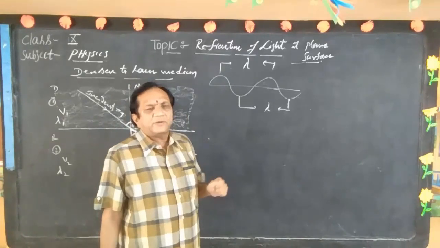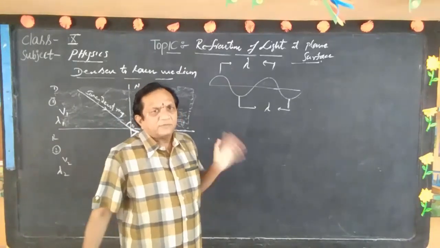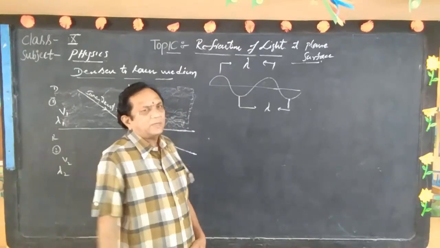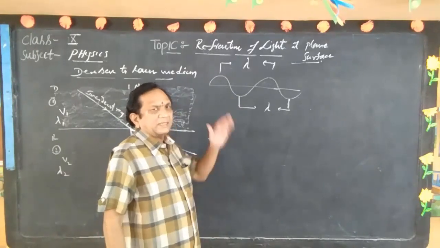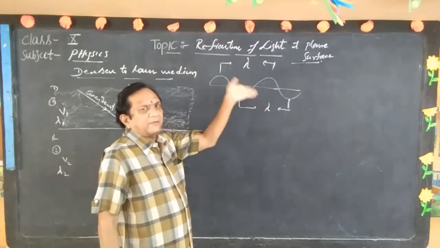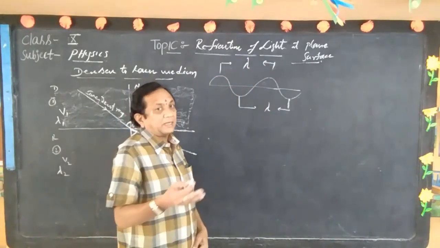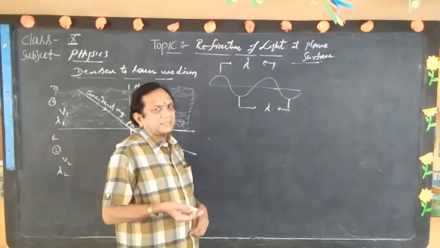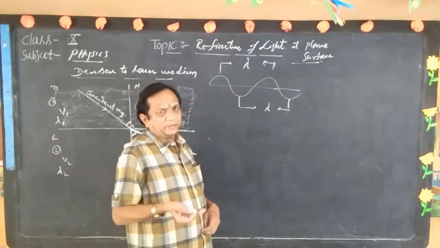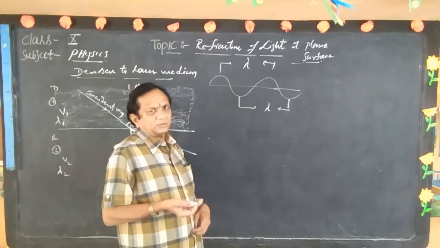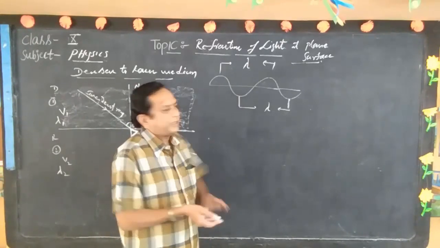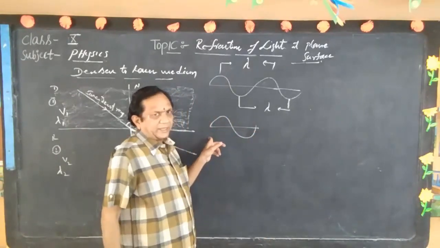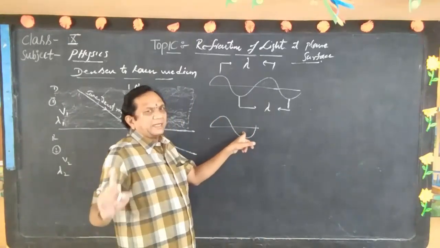Similarly, another property of a wave is the frequency. Frequency means the number of waves produced in 1 second. Here an exact time is given: in 1 second, how many waves are produced is the frequency of the wave. In the same manner, the time period is defined as the time taken to produce one wave. One wave means one upper part and one lower part. The time taken by the wave for this production is said to be the time period.